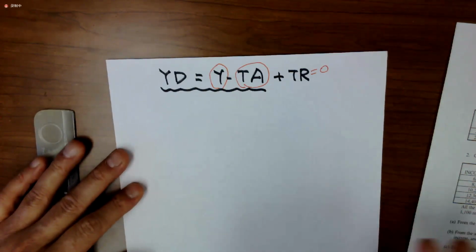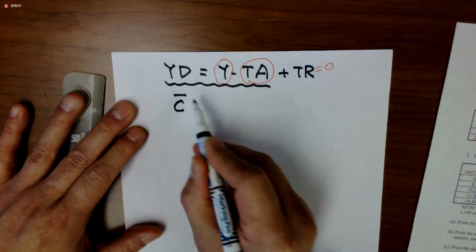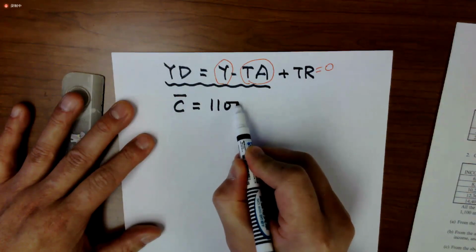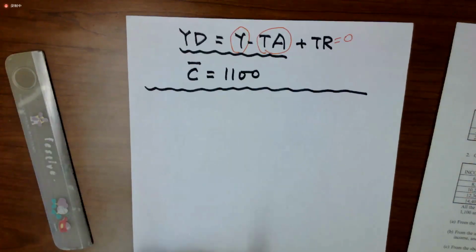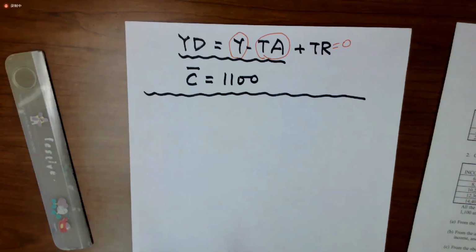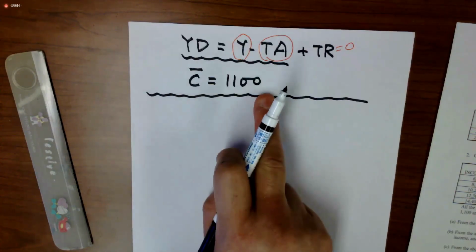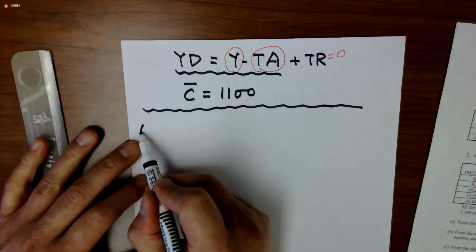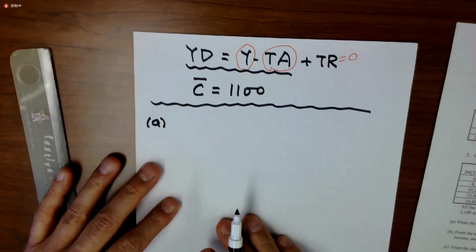Now, at the same time, the bottom of the table also gives us additional important information, that C bar, which is autonomous consumption, is equal to 1,100. So these are the information that is given to us. Transfer payment is equal to 0. Autonomous consumption is equal to 1,100. All right. So part A is asking, what is the tax rate?